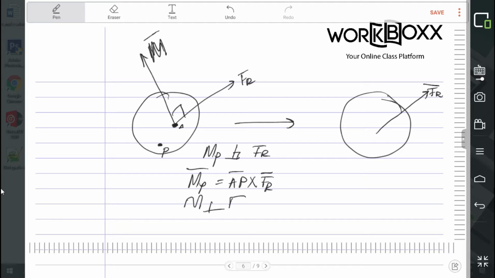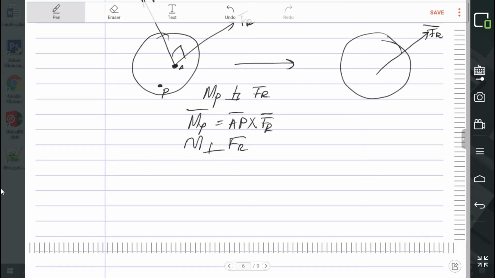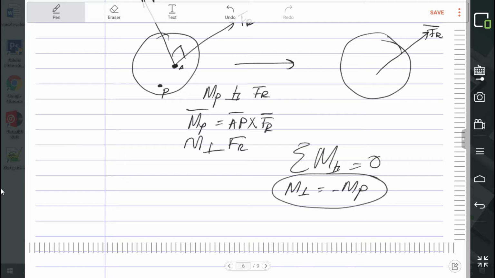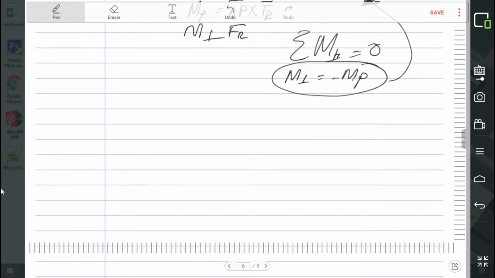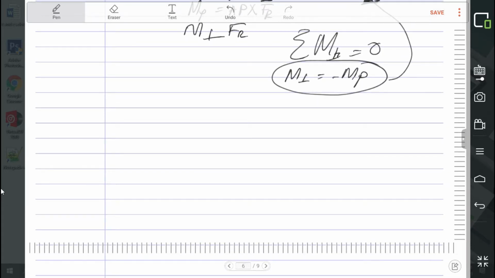So what we did is that we took sum of the moment of the perpendicular axis equals 0, and we realized that M perpendicular equals minus MP due to equilibrium, meaning that our system can then be represented with just a force alone. Then we had a second case that we called a range.